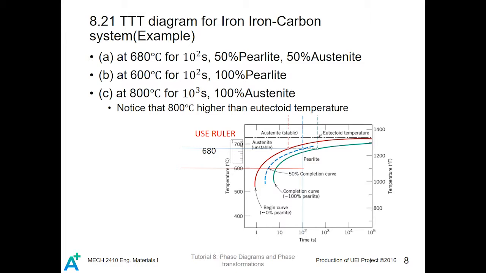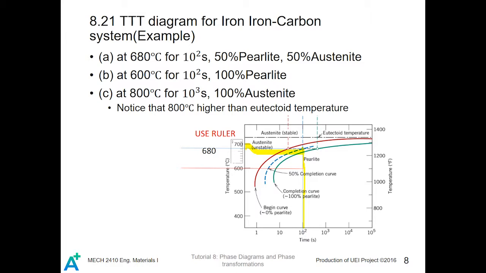Draw a line, which is the temperature line. And draw a timeline, and the point where they meet describes the composition at that specified time and temperature. And according to this graph, it is just at the 50% completion curve. That means it will contain 50% pearlite and 50% austenite.